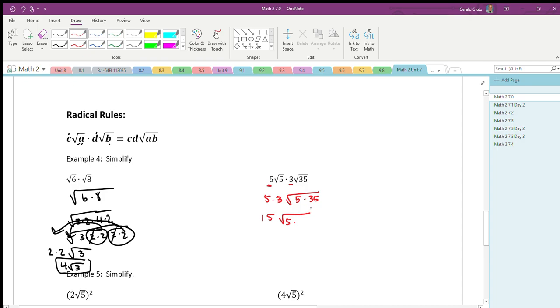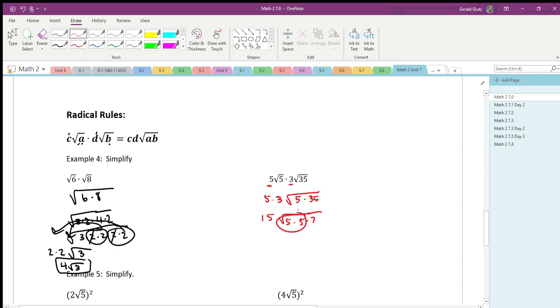So remember, if they're inside, I want to break them down. I don't want to multiply them together because then I'll just have to break them down after I multiply them, so it'll just cause you more work. So I know 5 is a prime number. I can't factor it, but I can factor 35. 35 is 5 times 7.